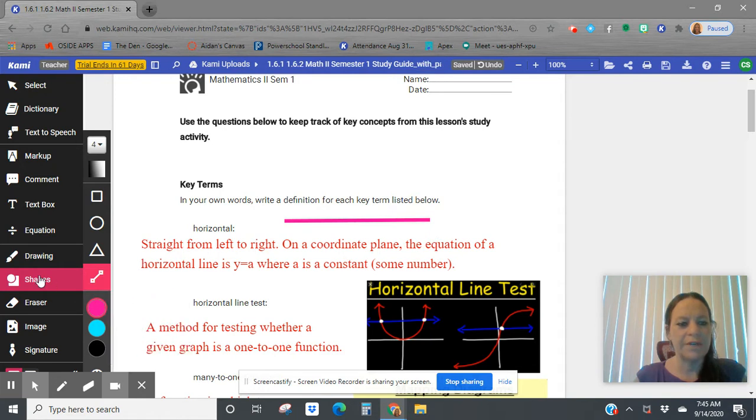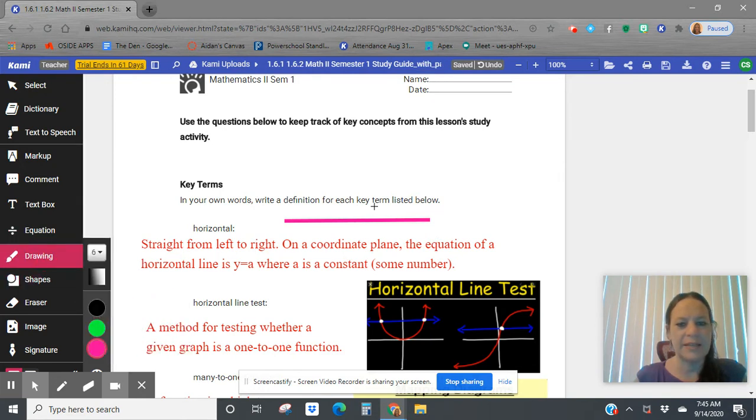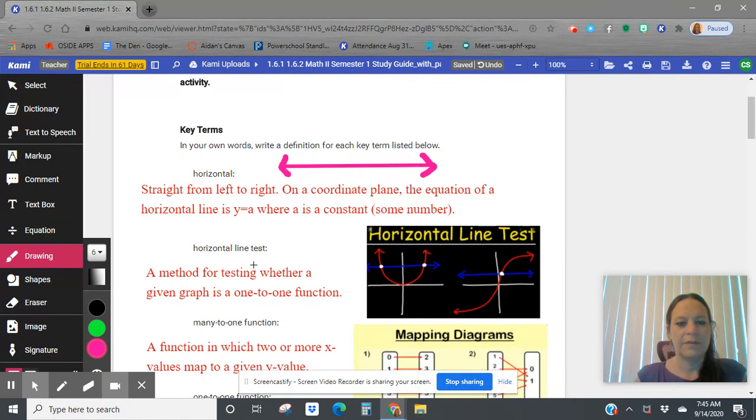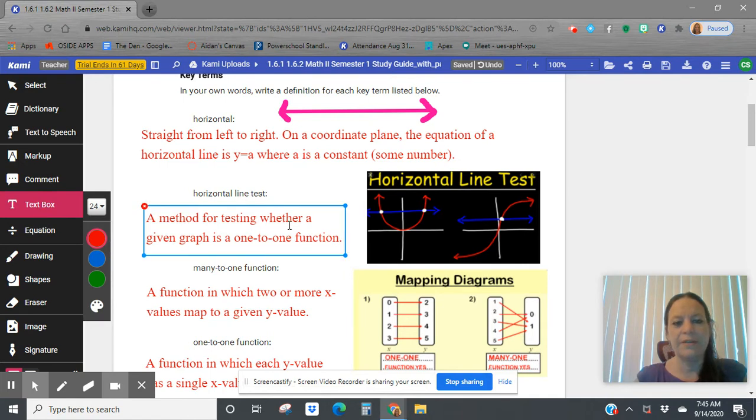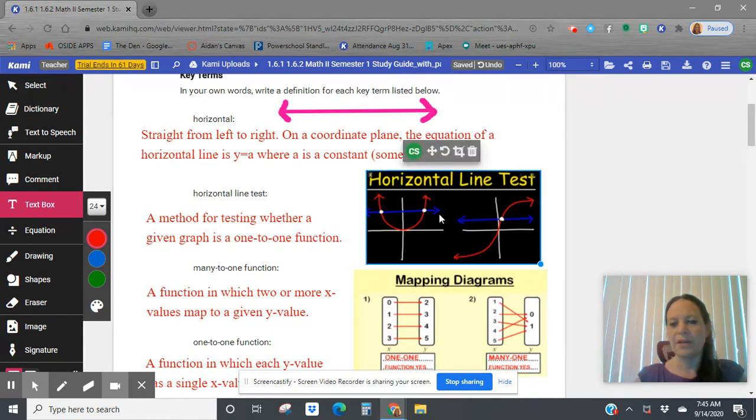To remind yourself that horizontal means side to side, from left to right. The horizontal line test is a method for testing whether the given graph is a one-to-one function. So we're going to be using the horizontal line test to draw across graphs from side to side and see if they touch many times, then it's a many-to-one, or one time, then it's a one-to-one.